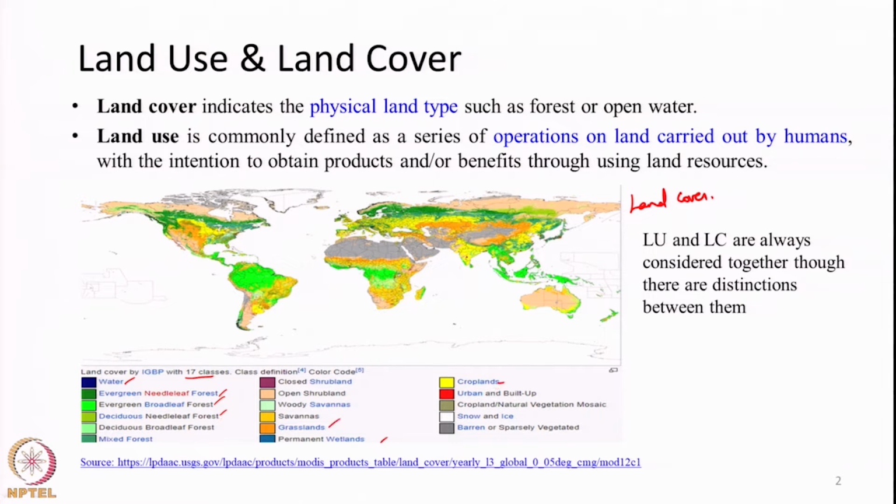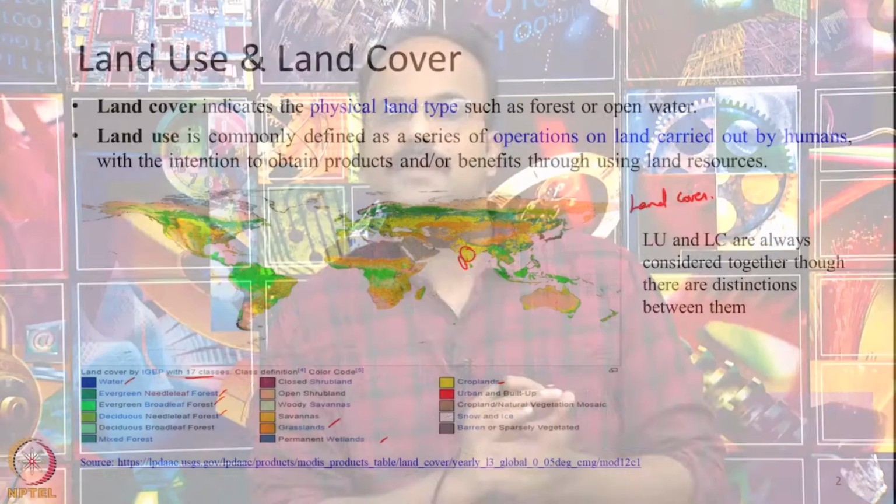If you talk about India, there is forest near the Western Ghats, and the majority portion is cropland according to this land cover map and so on. So this is just one example of land cover mapping, and in this lecture we will see some uses of these sorts of maps. So why is LULC information necessary?